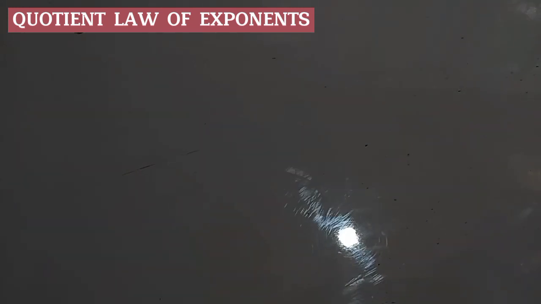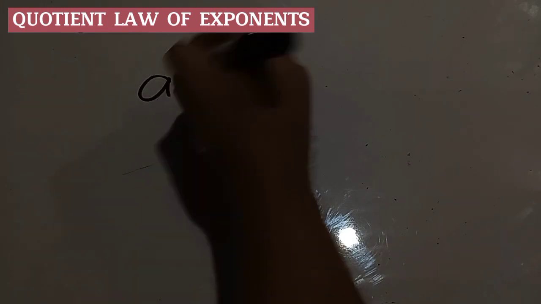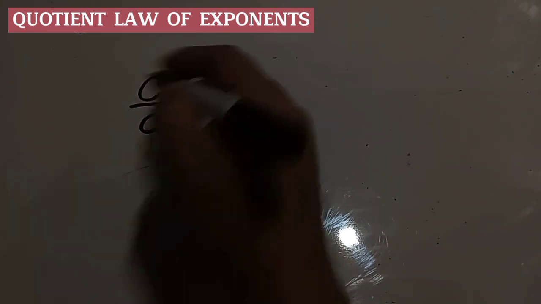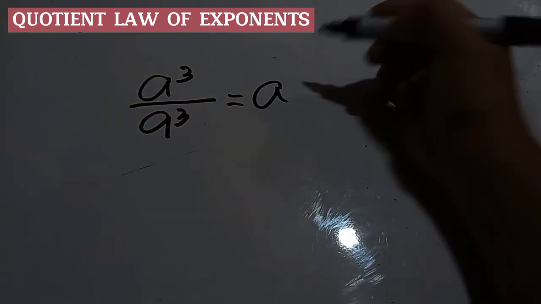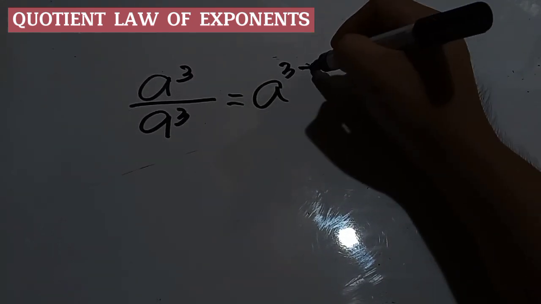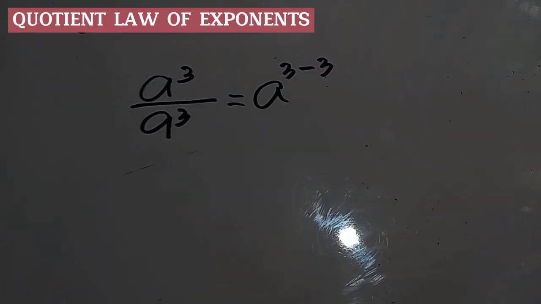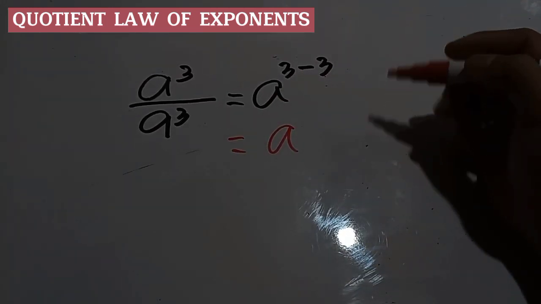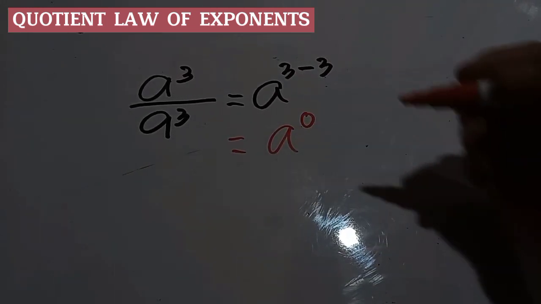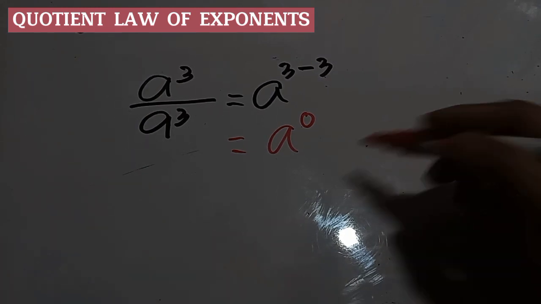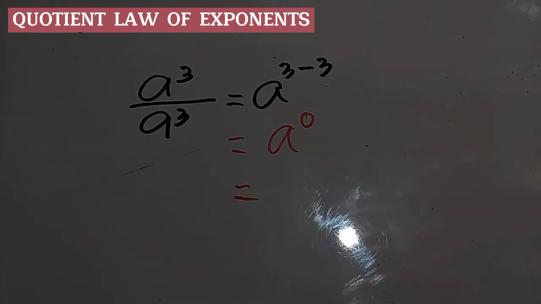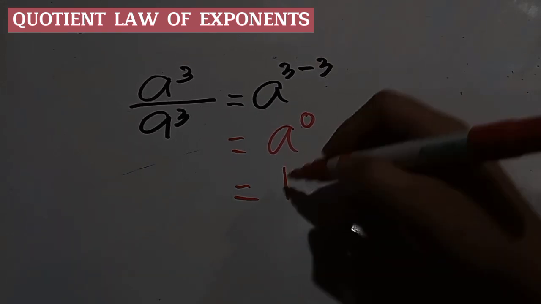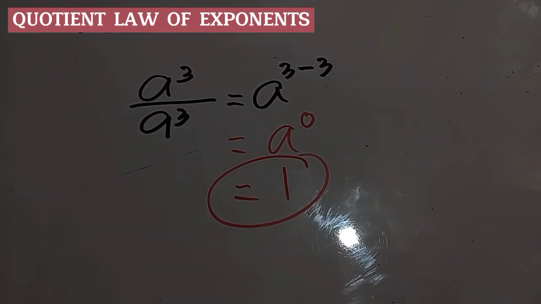Another example. So we have a cube over a cube. So we have same tayo ng base. Kopyahin natin yung base at saka i-subtract natin yung exponents. So kopyahin yung base a, 3 minus 3, that is 0. So ibig sabihin, all base na meron tayong exponent na 0, that is always equal to 1. Nakuha. So our final answer is equal 1.